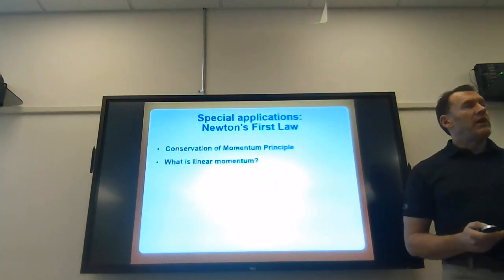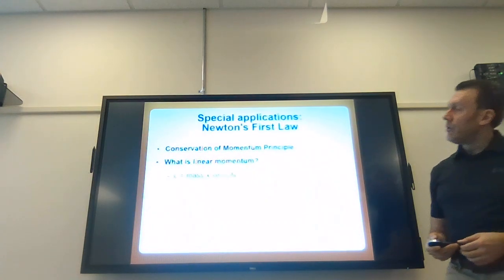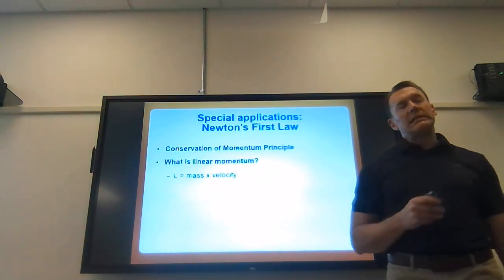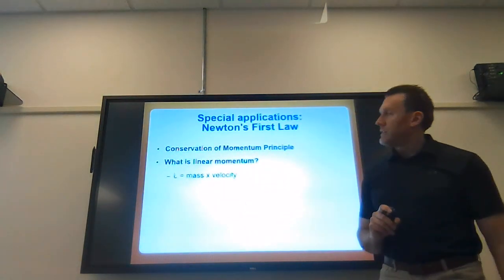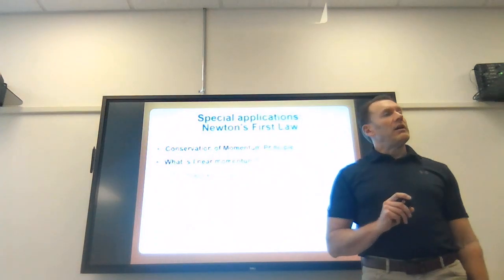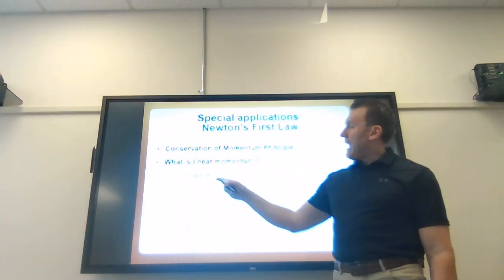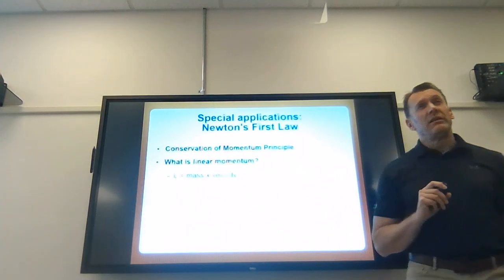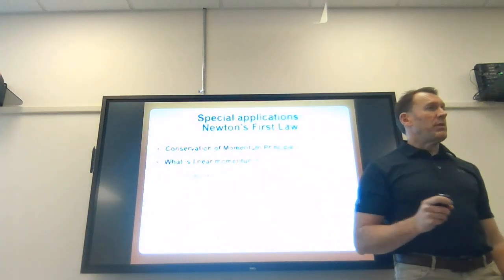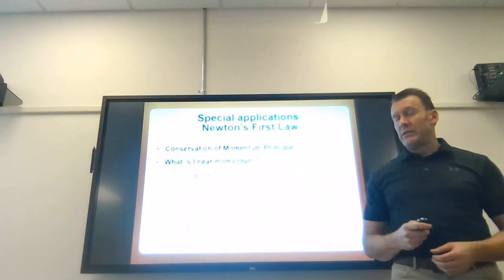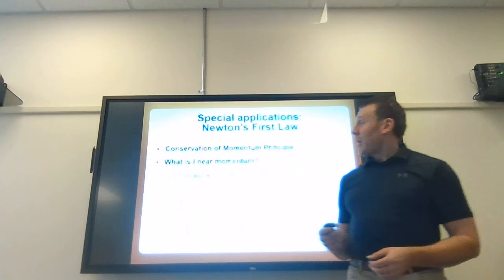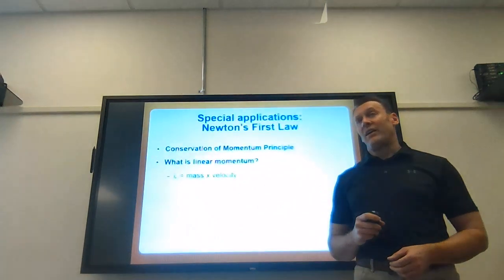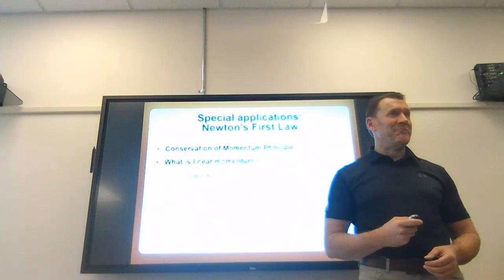So perhaps we need to define momentum to start with. Linear momentum, capital L is the symbol, is equal to mass multiplied by velocity. So objects or bodies that have a large mass and that can also move at a high velocity are going to have a lot of momentum.